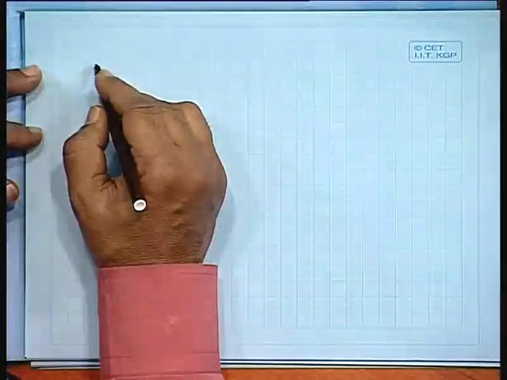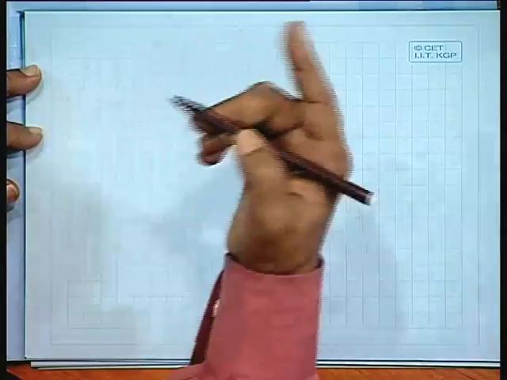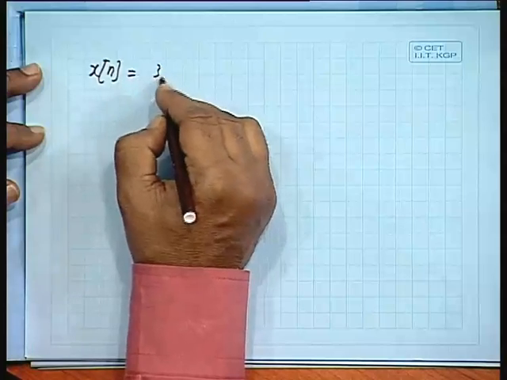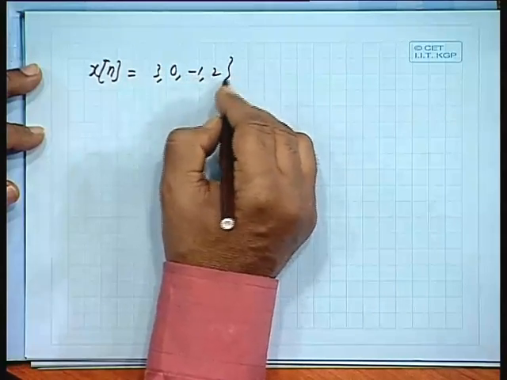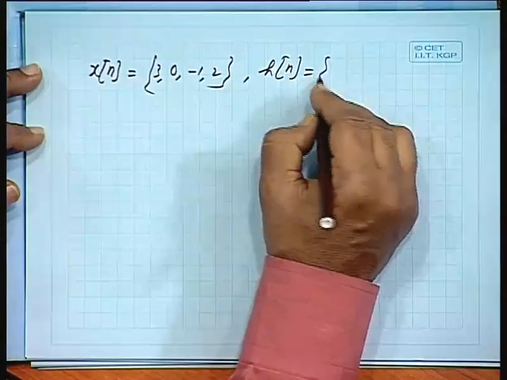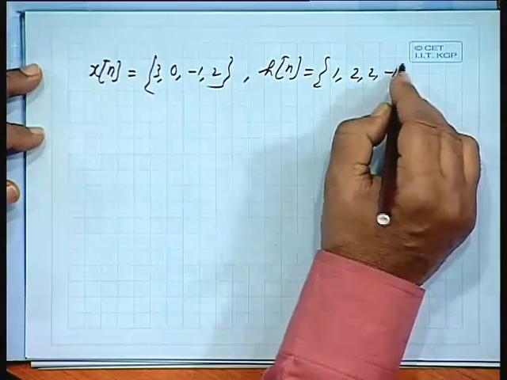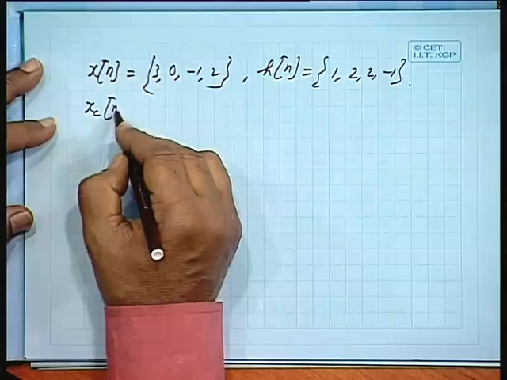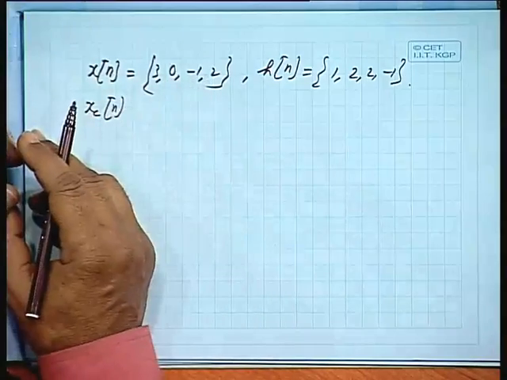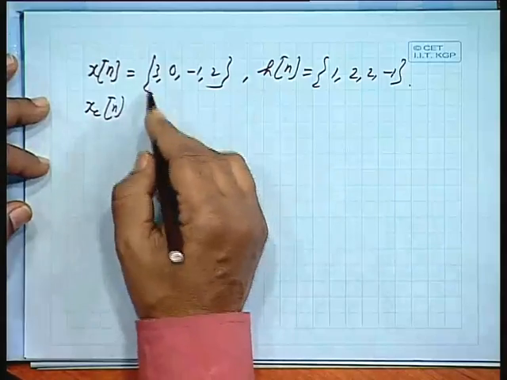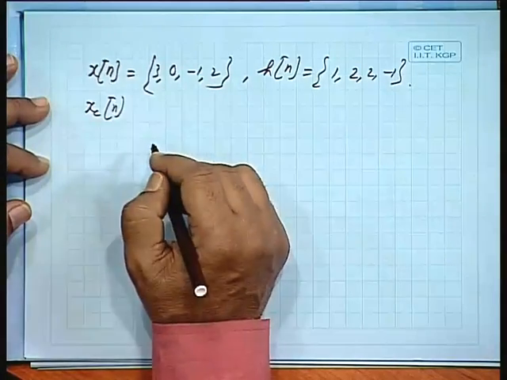So let us once again go back to the earlier one. X n was 3, 0, minus 1, 2, the same example that we had taken earlier, and h n was 1, 2, 2, minus 1, and we get a circularly convolved sequence, all right. This was the general x n and h n.